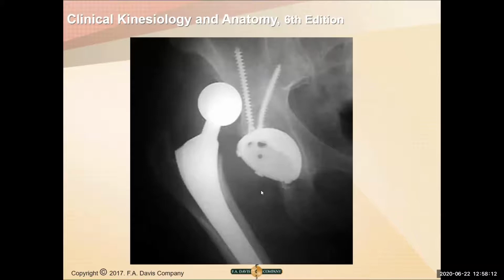So, oops, what happened here? Does anyone see a problem? Yeah. So what kind of a dislocation would this be? It's going to be named for the way it went. So which way did this hip go? Superior dislocation. Yeah, so it's a superior dislocation, right?